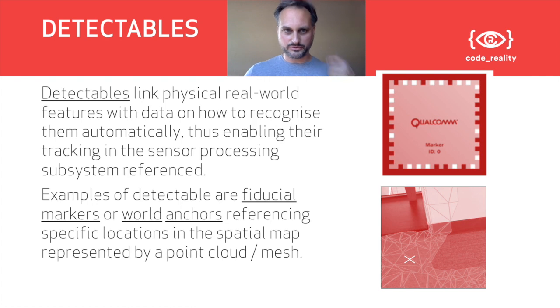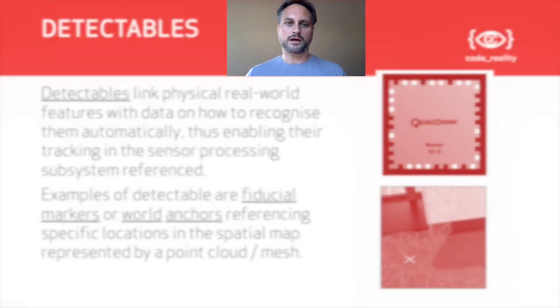We call markers and world anchors detectables. That's the super term for those. Detectables link the physical real-world features with the data on how they can be automatically detected, hence detectables. And that informs the tracking system and the sensors of the tracking subsystem referenced. So for the visual sense, that's markers, image targets, world anchors, and the like, but that can be other data types as well, if we're thinking of different tracking subsystems.